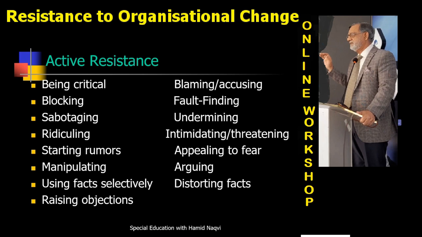Sabotage means they practically take certain steps to make sure the change does not become successful. Ridiculing also starts. Being critical is one way; ridiculing, or making fun of things which are going to happen or which are happening, is another active way of resisting the change. They would start criticizing, they would start ridiculing, and they would start even spreading rumors that this has happened, that has happened.